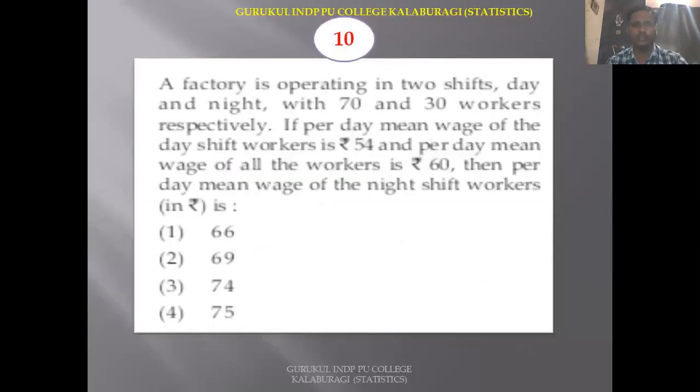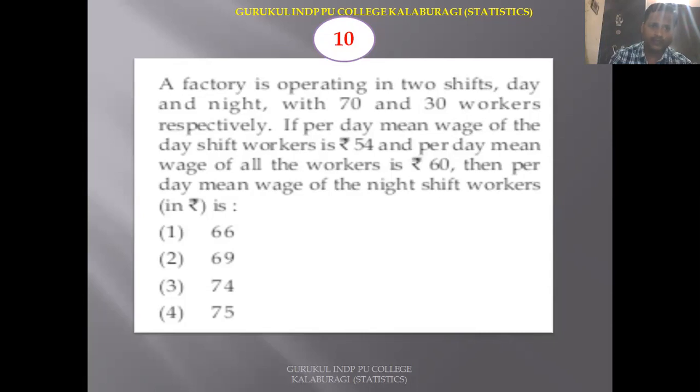Next, I'll move into the 10th question. A factory is operating in 2 shifts, day and night, with 70 and 30 workers respectively. If the per day mean wage of the day shift workers is 54 and the per day mean wage of all the workers is 60, then they ask to calculate the per day mean wage of the night shift workers. Only we need to calculate the night shift workers' mean value.